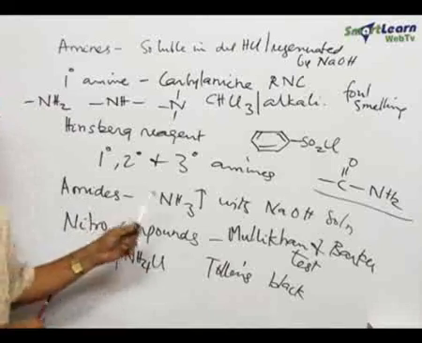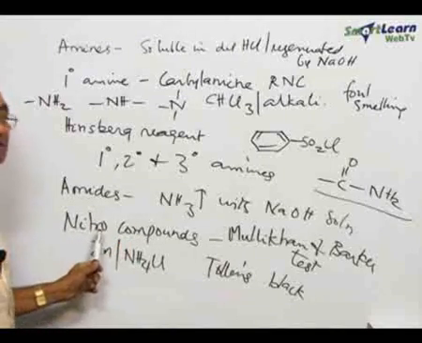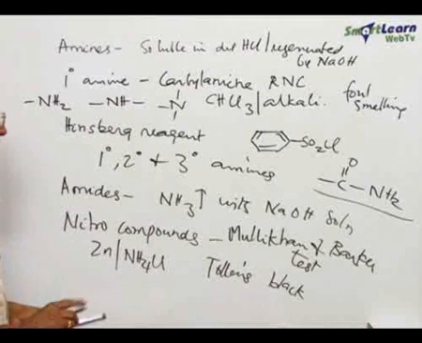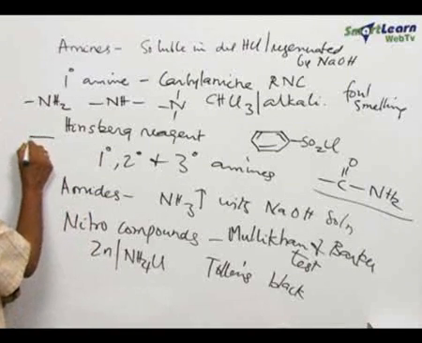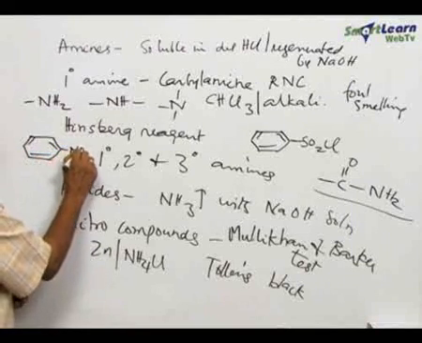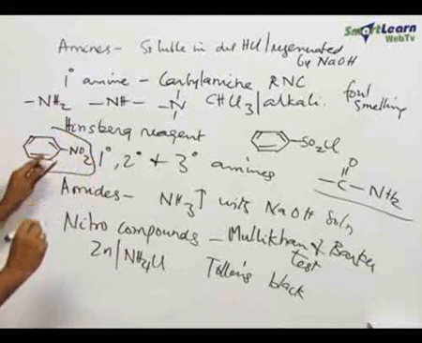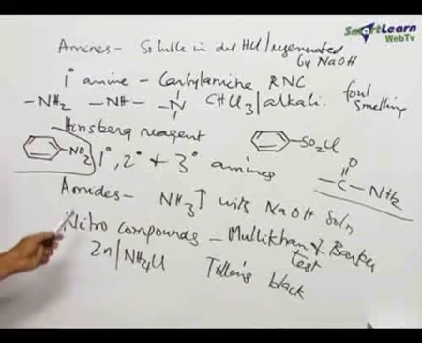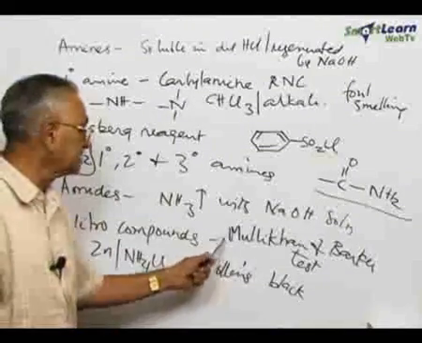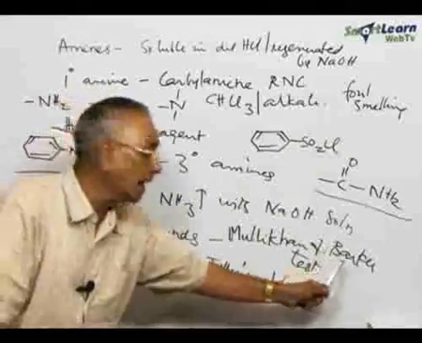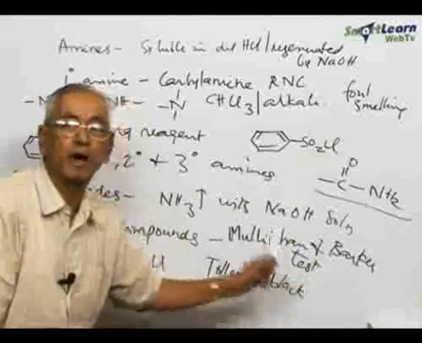Another functional group which we would like to discuss here is the nitro group. For example, this is nitrobenzene, a compound containing a nitro group. How will you detect the presence of the nitro group in nitrobenzene? This is done by means of a reaction known as Mulliken and Barker's reaction, or Mulliken and Barker's test.